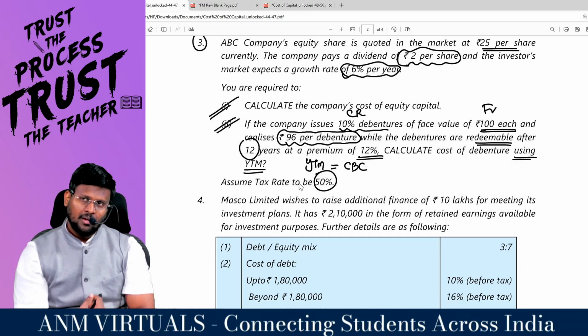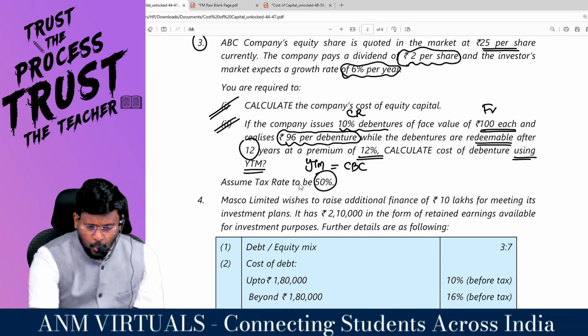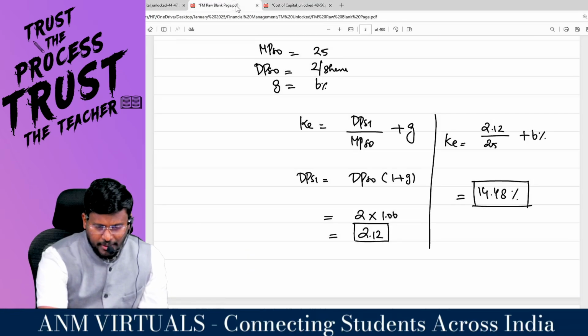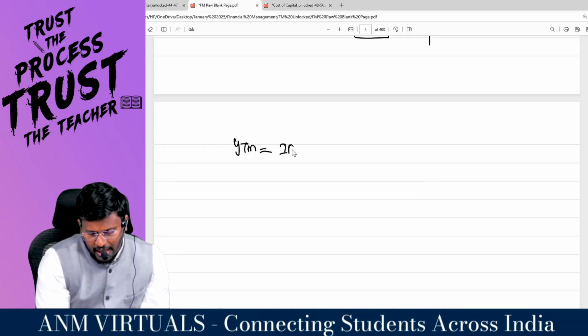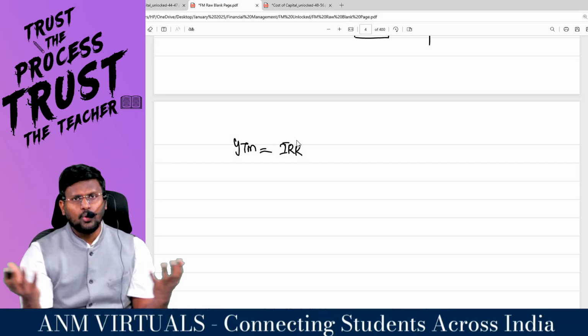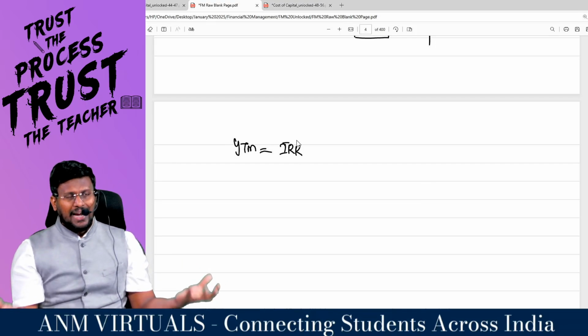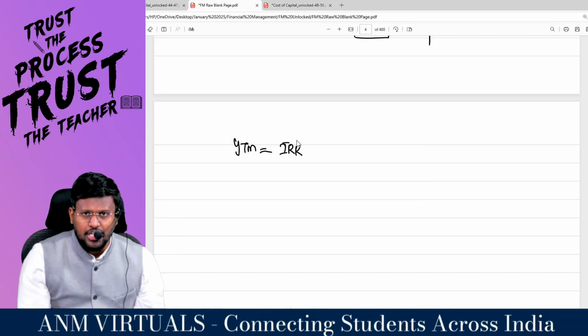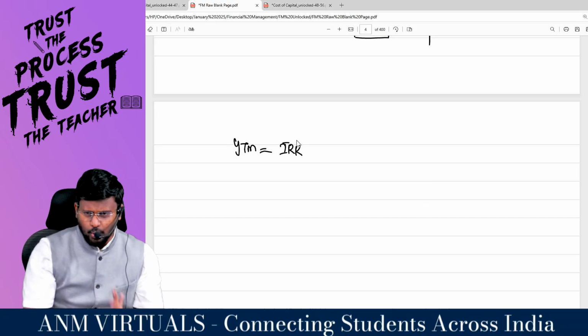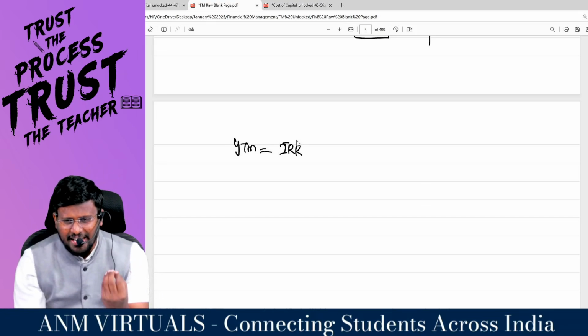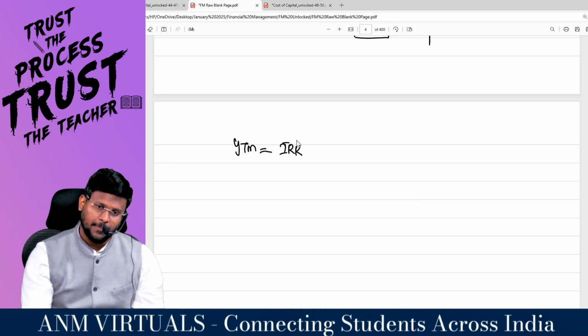Sir, in order to find out the YTM approach, yield to maturity approach, my dear lovable students, I have to find out the IRR. I don't know at what rate discounted cash inflow will be equal to my discounted cash outflow. I don't know. I have to guess a rate through trial and error method.